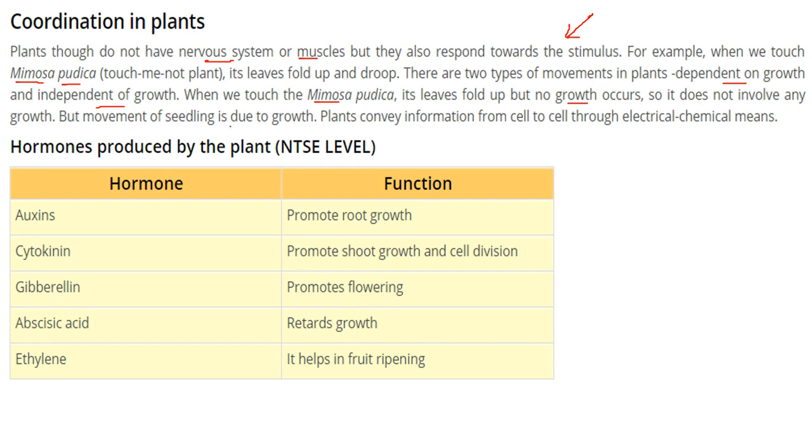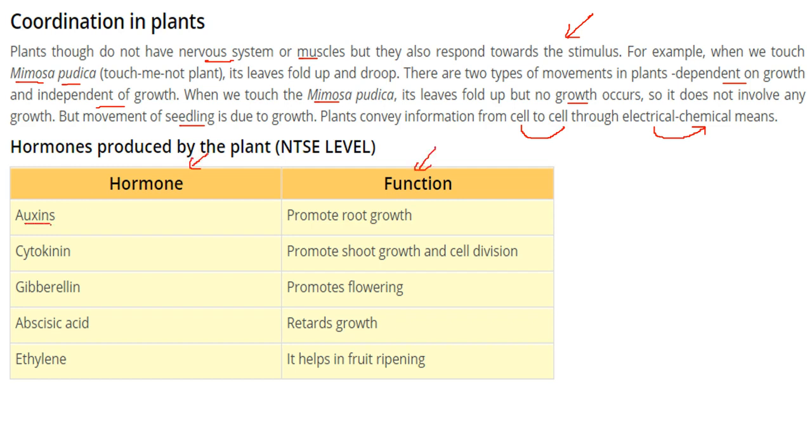But if you move a seedling, say a paddy seedling, then it grows, because it is dependent on growth. So plants convey information from cell to cell through electrical and chemical means. The hormones which are produced in plants have these functions.